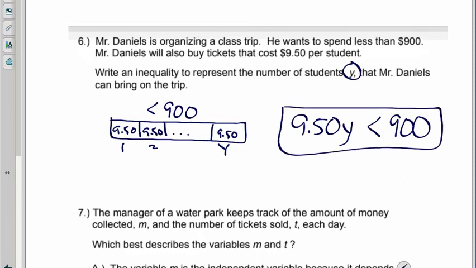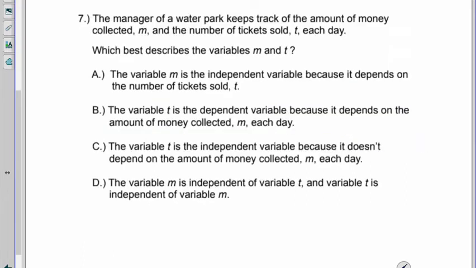For the next question, we have a manager of a water park keeping track of the amount of money he, or she, collects and the number of tickets he sells. And we want to know which is the best description. So as I look at this, I have my money that I earn and the tickets that I sold. I need to sell my tickets before I make my money. So the tickets, that's going to be independent. And the money I make is going to be dependent.